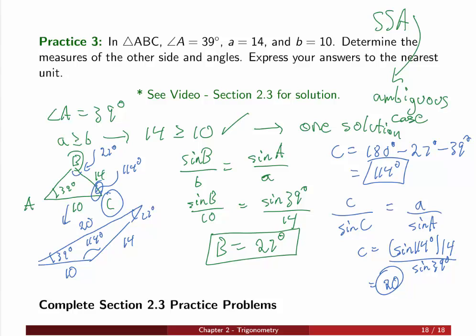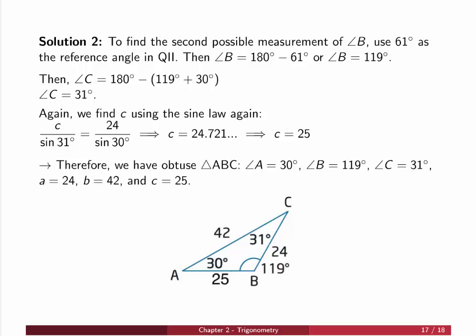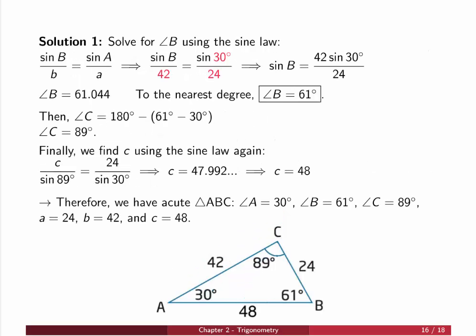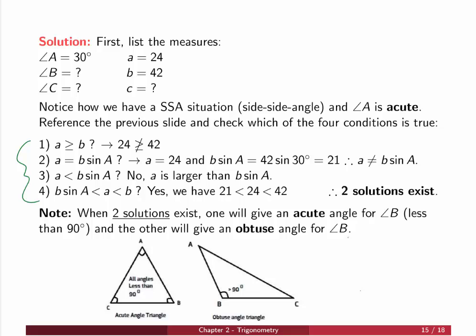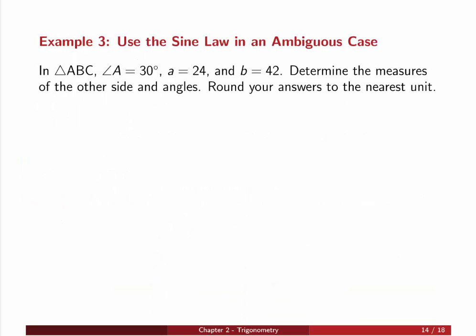Now, you might be wondering, what the heck do you do if two triangles could happen? Let's take a look at this first one. Hopefully the previous question I just did made sense. But let's take a look at this first question. You can see the solution below, but I'll work through it right here anyways.